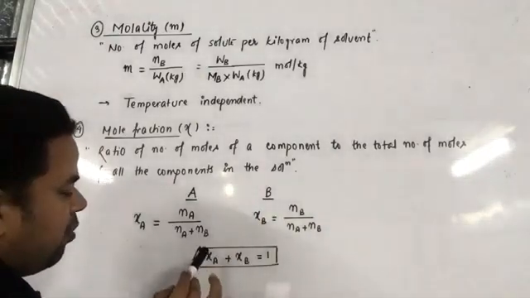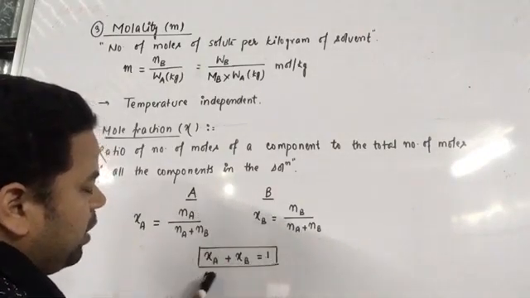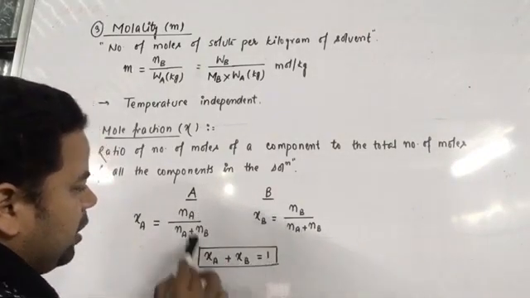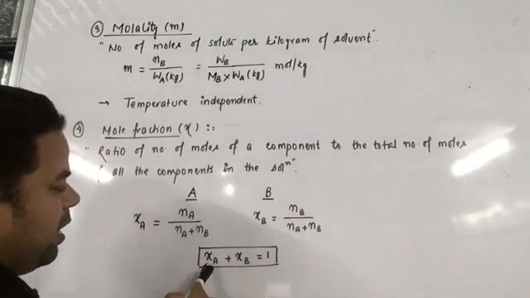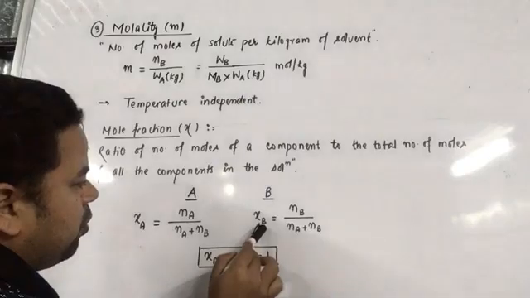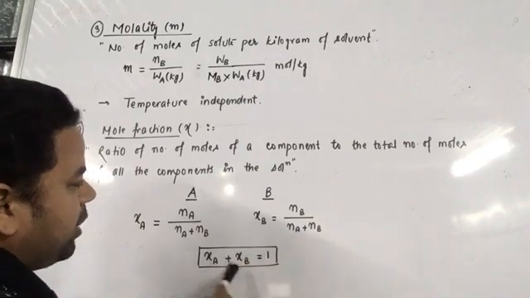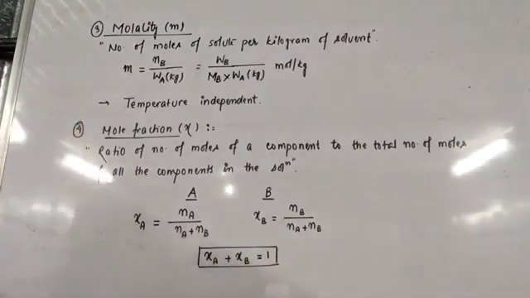Now the summation of mole fraction of component A and that of component B is equal to 1. So if in a numerical we have calculated the mole fraction of component A, no need to go for this formula to do the calculation. Just subtract it from 1, you will get mole fraction of the other component. So these are the two concentration terms, molality and mole fraction.